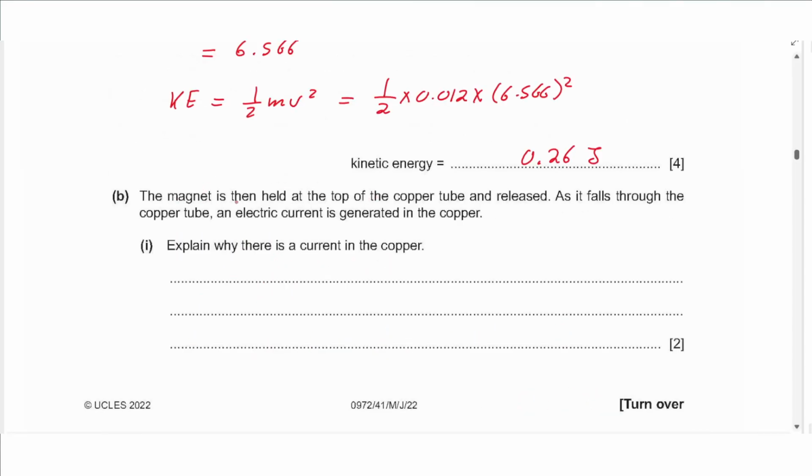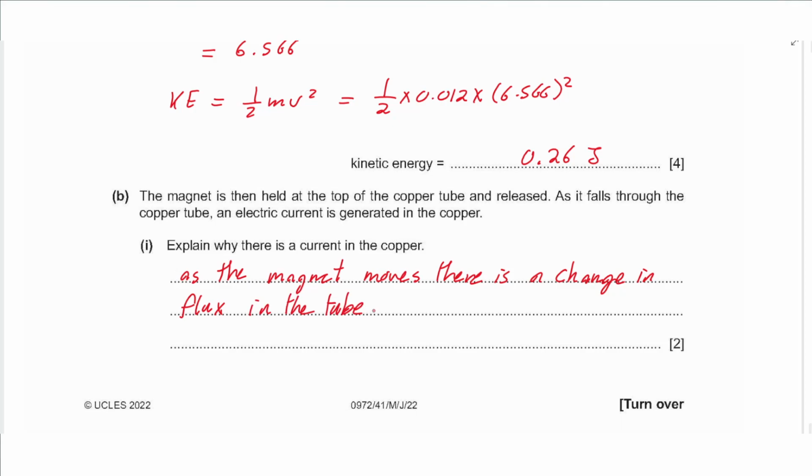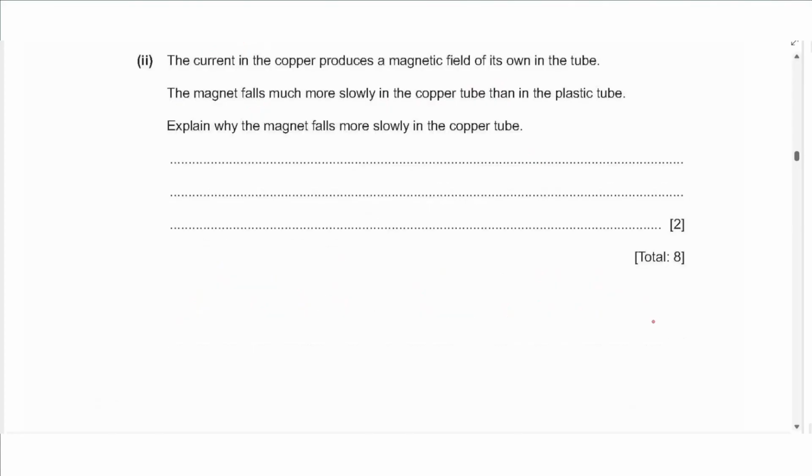Part B says the magnet is then held at the top of the copper tube and released. As it falls through the copper tube, an electric current is generated in the copper. That's due to electromagnetic induction. Part I says explain why there is a current in the copper. We say as the magnet moves, there is a change in flux in the tube, or we can say that the magnet cuts the tube or the tube cuts the magnetic field, which induces an EMF, which is voltage, which then induces current.